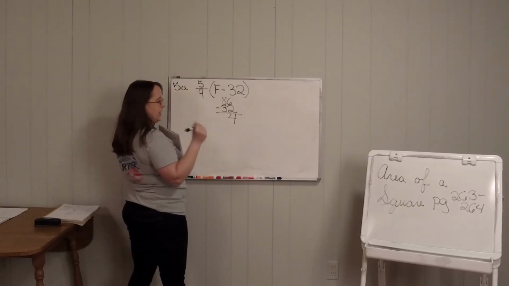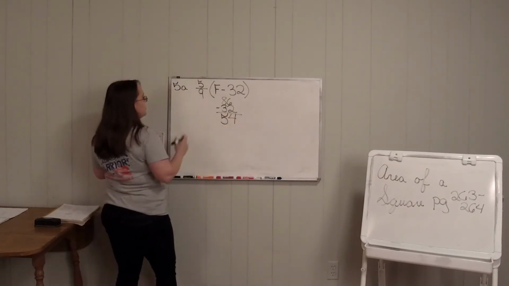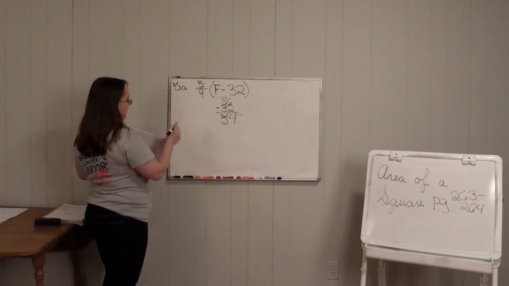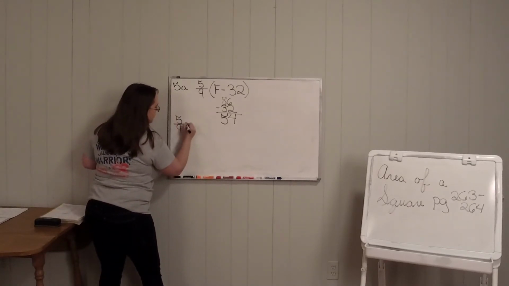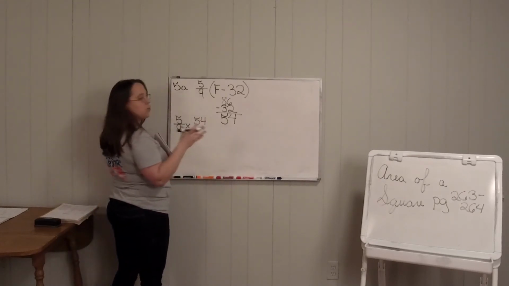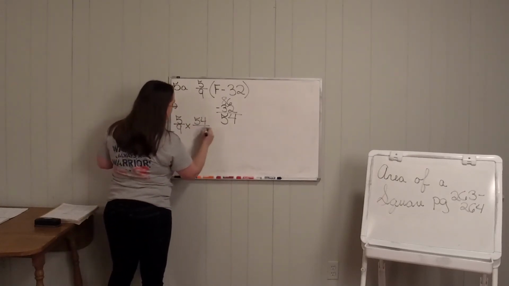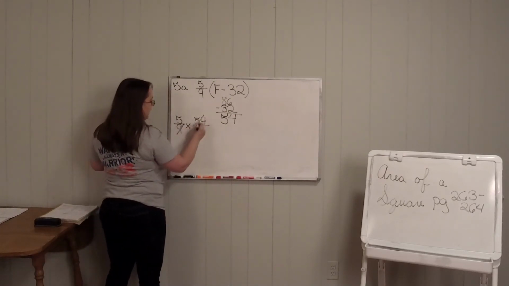8 minus 3 is 5. Now you have to multiply that by the 5/9. So you say 5/9 times 54. You know when you're multiplying by a whole number, you have to add that 1 under it. You know this can be canceled out.